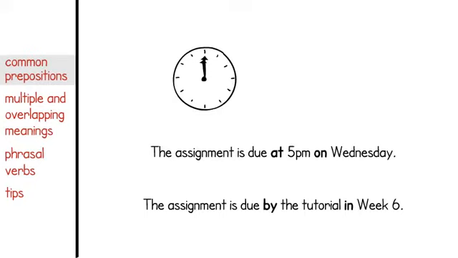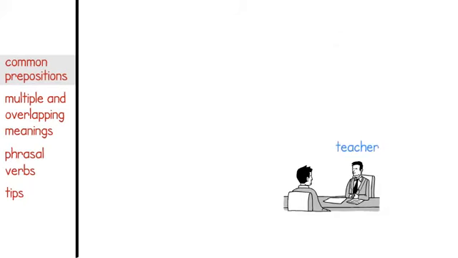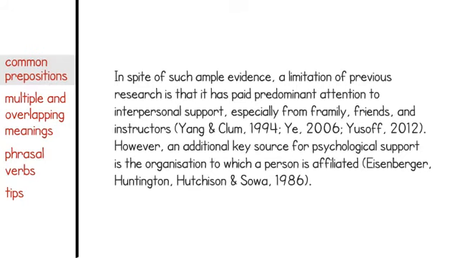Prepositions can also refer to something's location or movement. For example, the teacher sat behind the desk. The water flowed out of the tap. There are many other types of prepositions that refer to a relationship between the elements of a sentence. Take a look at this example paragraph from an academic journal article. How many prepositions can you find? The prepositions are now highlighted on the screen. As you can see, they are quite common.